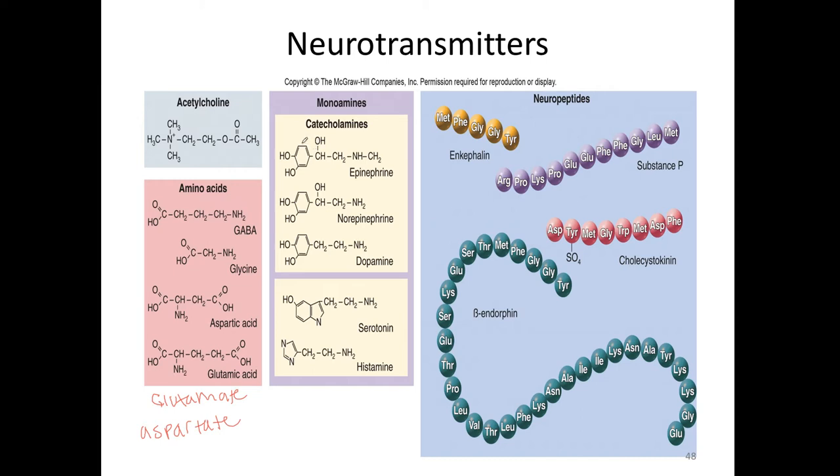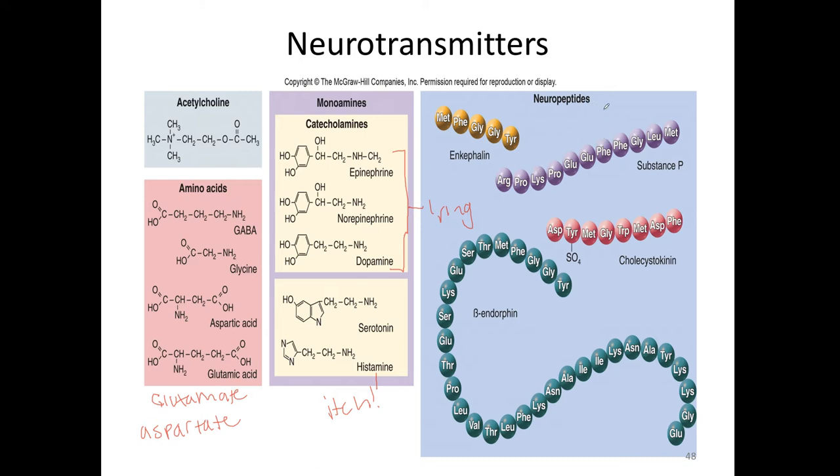The monoamines have ring structures, either one or two. So the catecholamines have one ring. And the indolamines are not limited to a specific ring scheme. They have one or two. Melatonin happens to have two. Here's histamine. This makes you itchy. That has one.